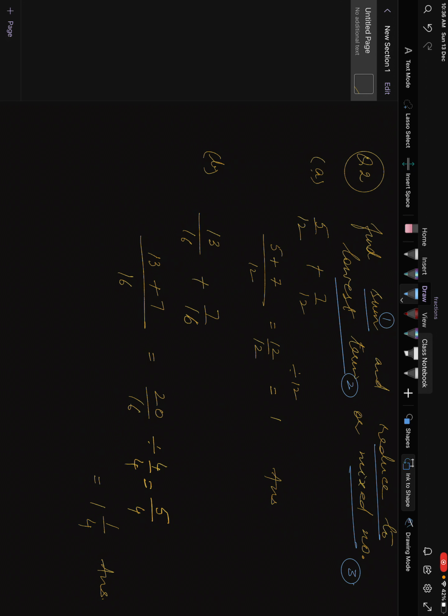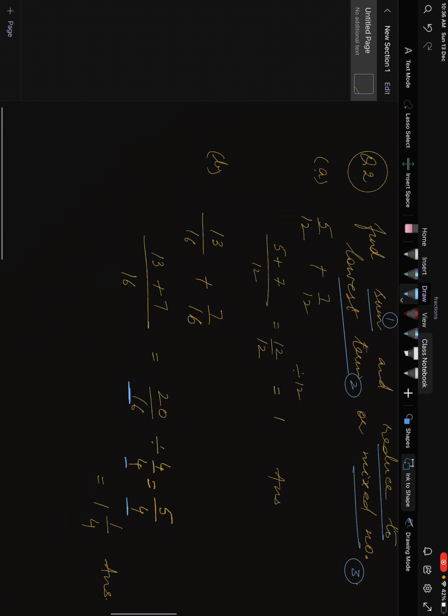So in all the cases, you are going to do this whenever it is feasible. Feasible means possible. First, I have found the sum. In the second step, I have reduced to the lowest term. And in the third step, because it is an improper fraction, I have changed it into my mixed number. Got it? So the self attempt I'll be writing in the end.